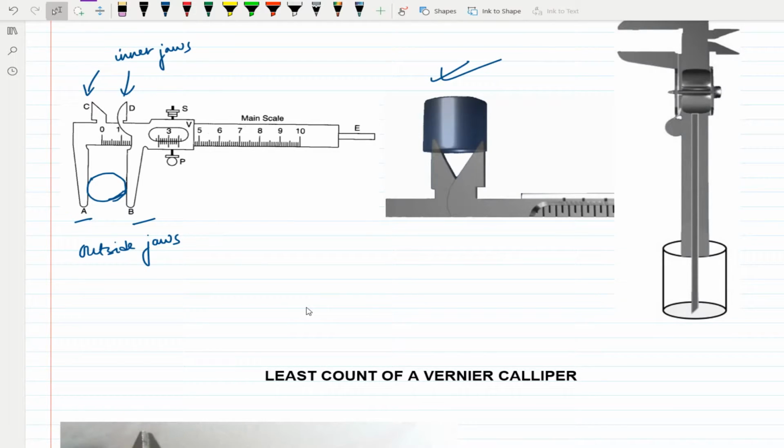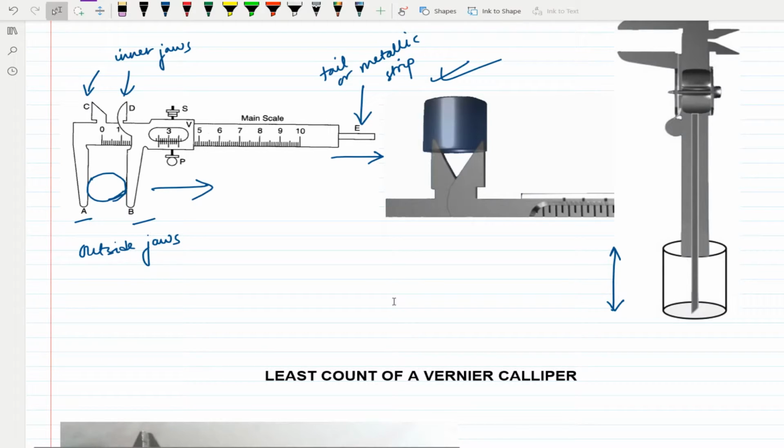Then at the back you can see this particular thing is the tail or the metallic strip. Now what is this used for? As you keep on sliding this, the tail protrudes out. It is used for finding the height, or the depth, of any hollow cylinder or beaker. So this is about the different parts of a vernier caliper.